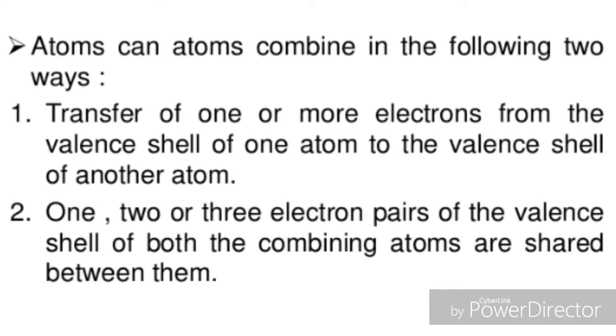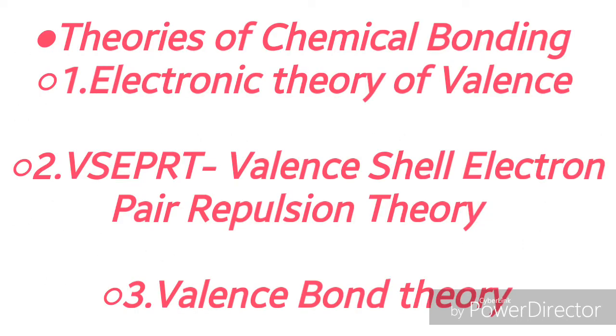Students, ionic bond is also called electrostatic bond or electrovalent bond. Ionic bond is stronger than covalent bond because of strong electrostatic forces which are present between the atoms of particular elements.